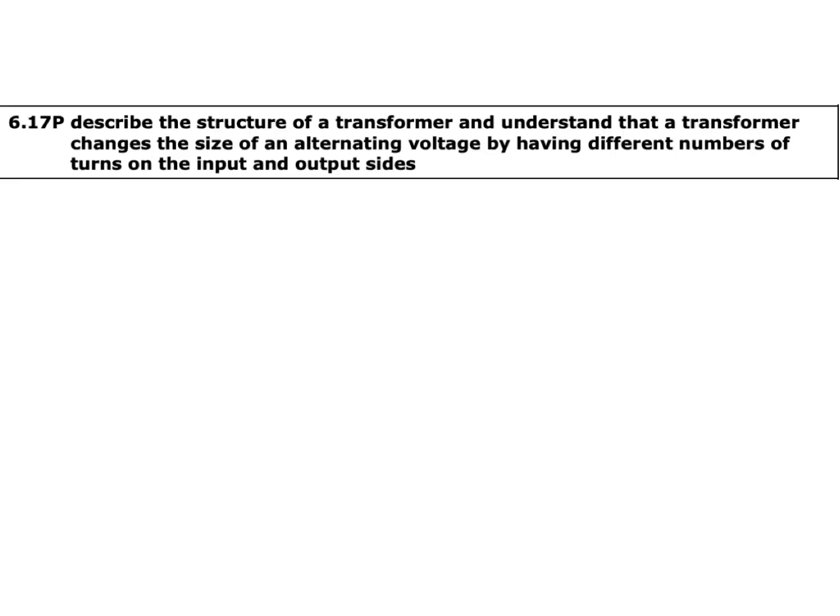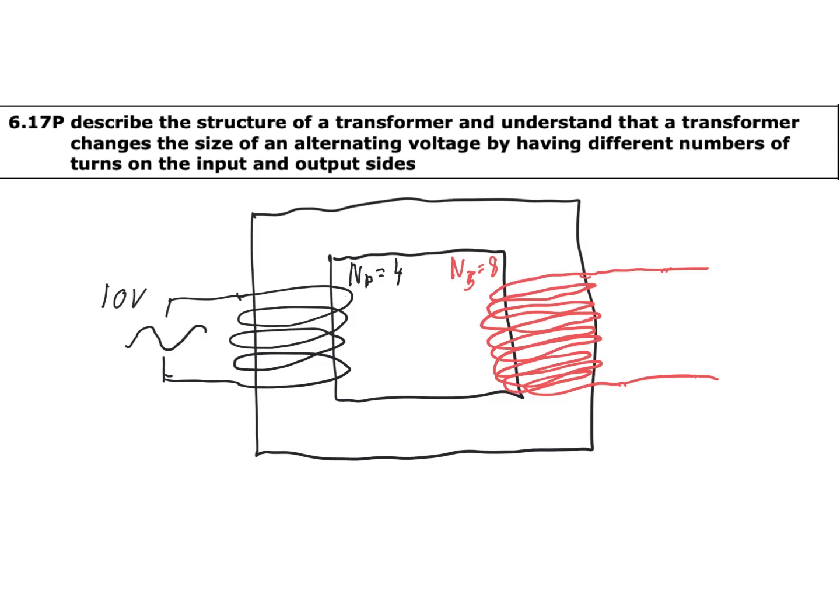So onto the triple award section of this topic, and onto the transformers section of the topic as well, where we need to describe the structure of a transformer and understand that a transformer changes the size of an alternating voltage by having different numbers of turns on the input and output sides. So a basic drawing of a transformer will look like so. Now this is what would be known as a step-up transformer, as there are more turns around the secondary coil than the primary coil.